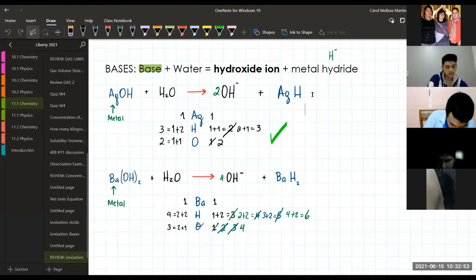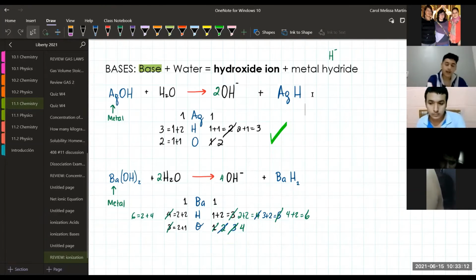Take a look. If I put 2 right here, it's going to make my hydrogen to be 2 plus 4 equals 6. And also my oxygen is going to be changed. Instead of 3, I'm going to have now 2 plus 2, that it is equal 4. And that makes it balanced.